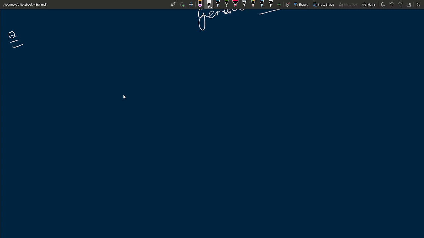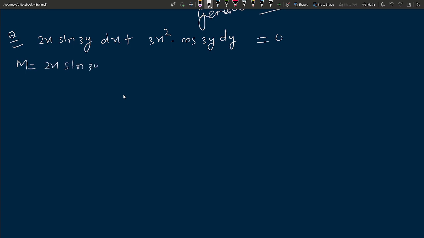2x into sine 3y dx plus 3x square into cos 3y dy equal to 0. Now see, what is m? This is your m. Your m is 2x into sin 3y.